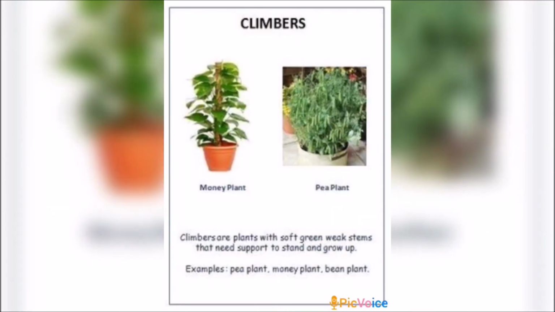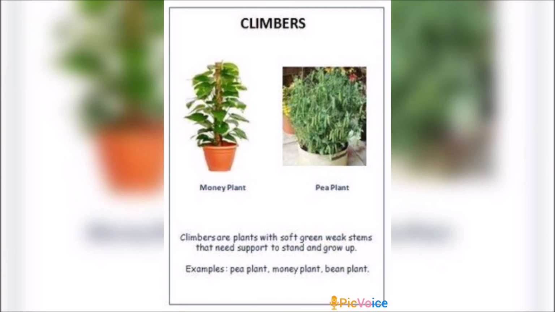What are these plants? Money plant, pea plant. Which type do they belong to? They are climbers. Climbers are plants with soft green weak stems that need support to stand and grow up. They cannot stand by their own. They won't stand straight. They need some support to stand, so they climb on a wall or anywhere they can.